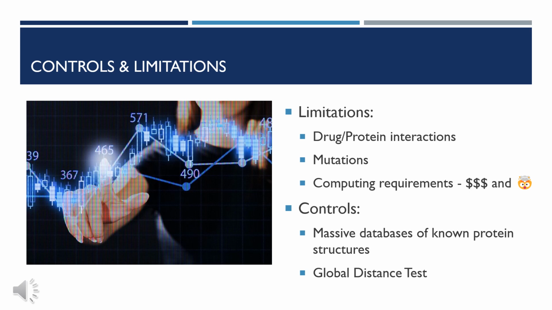AlphaFold is a powerful tool, but like anything, it's not perfect. One of the current limitations is that it is not very good at predicting how the protein will interact with other molecules, such as novel drugs, recombinant protein, and native molecules in the cell. It also can't predict the effects of mutations, so if you want to know what will happen if several amino acids are removed from the sequence, AlphaFold really can't help you right now.